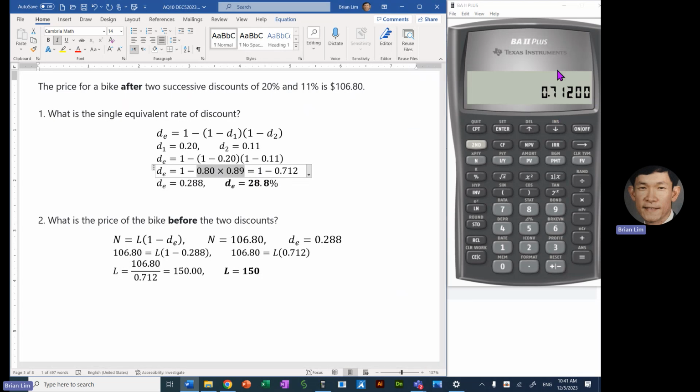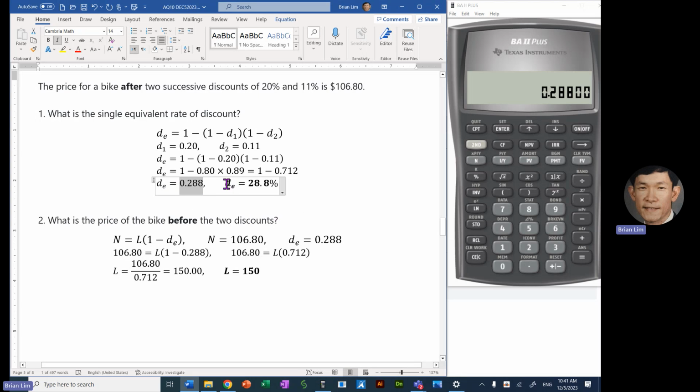Now all we need to do is make this 0.71200 negative, and then we add that to 1, and we will get the correct answer of 0.288, which is this number right here. Now that is the decimal equivalent rate of discount.